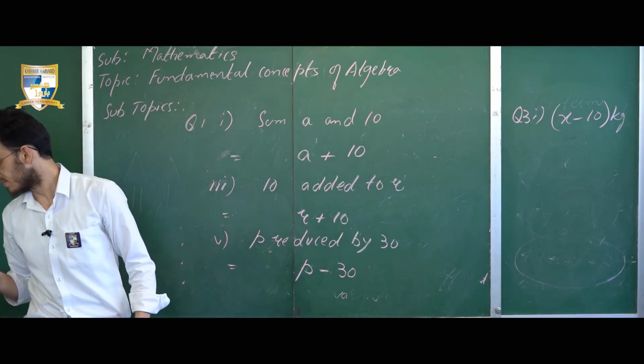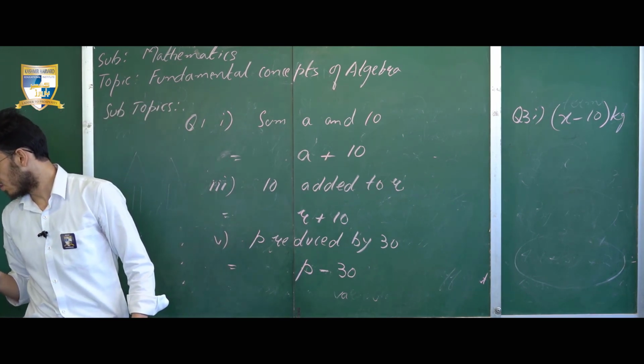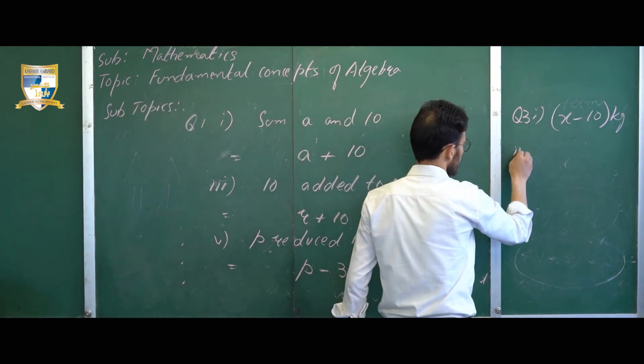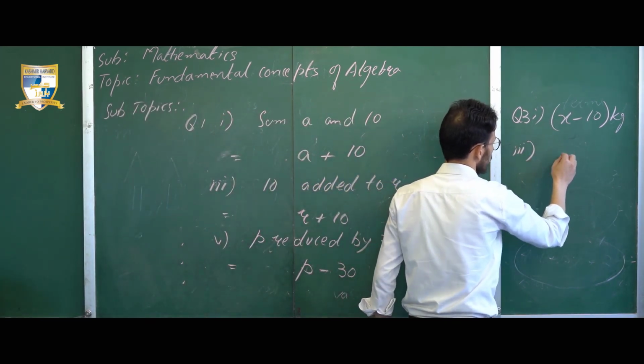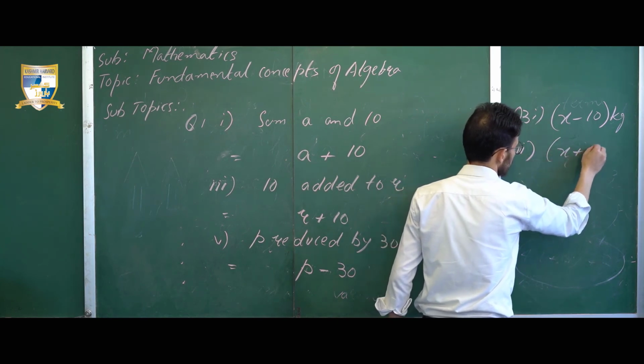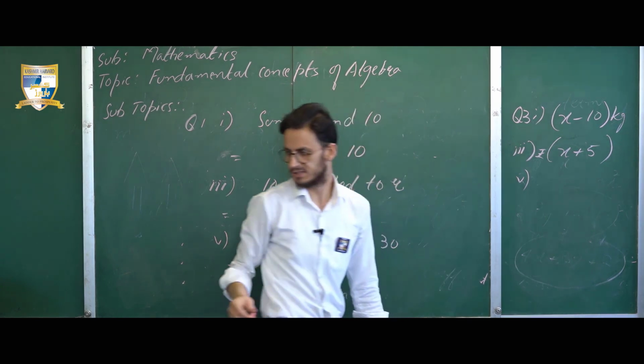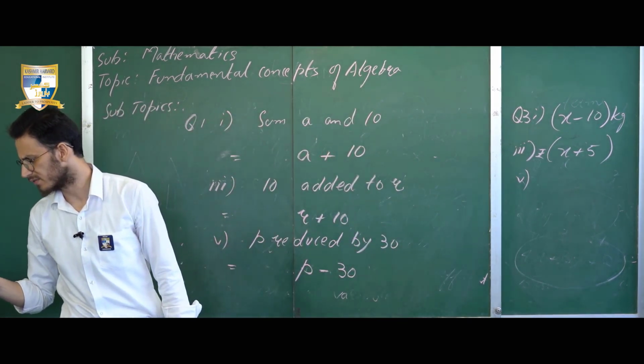Next one is part third. Rupees 5 more than x. So x plus 5. They are statements you simply need to convert into algebraic form.